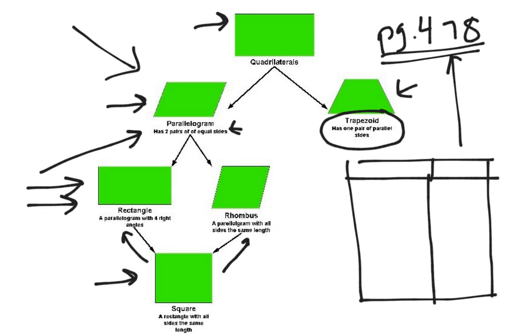So this needs to all be copied in your notes. So pause or do whatever you need to do. I'll read it off because it's a little bit hard to read. So you've got quadrilaterals, that's 4 sides.